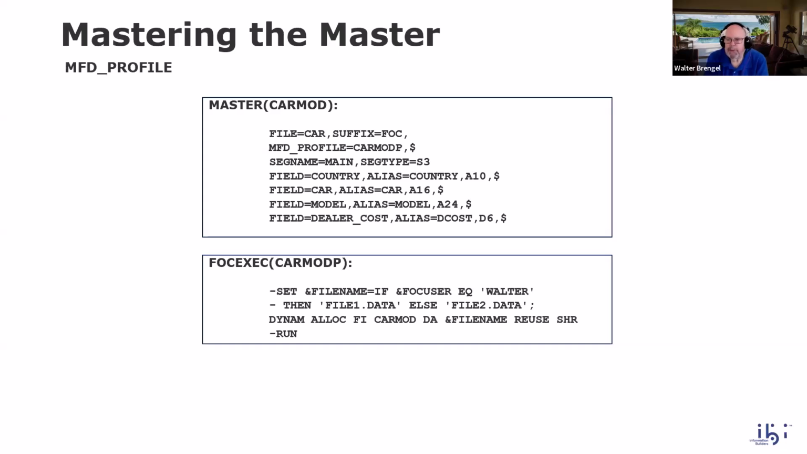So when I run this, regardless of what the allocation is prior to me running it, it's always going to be file 1. And when anybody else runs it, they're going to get file 2. I could have allocated it to file 3. Doesn't matter, because the MFD profile will run just before you access the data. So it will take precedence.